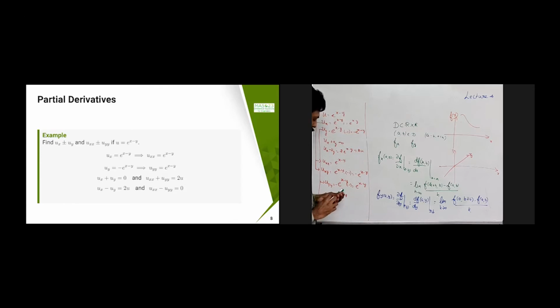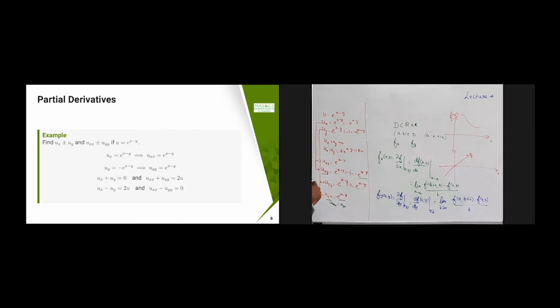You can observe that this is uxy, and this one and this one are the same. So uxy is equal to uyx. You can see that. This is not going to be true in general. If it is continuous and other conditions are there, then it will be correct.